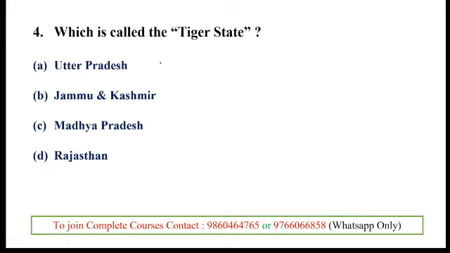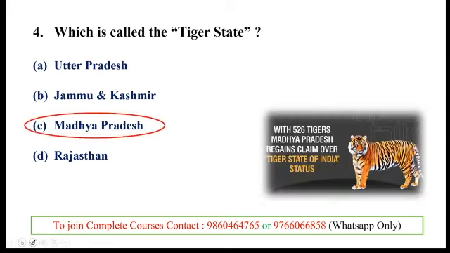So, the state that can also be called Tiger State is none other than Madhya Pradesh. Here we can find 526 tigers. So Madhya Pradesh is like the tiger state of India, with the highest concentration of tigers out of all 17 states. Bandhavgarh, Panna, Pench, and Satpura national parks are all situated in Madhya Pradesh.